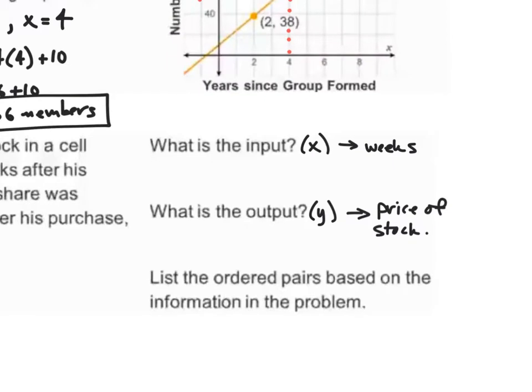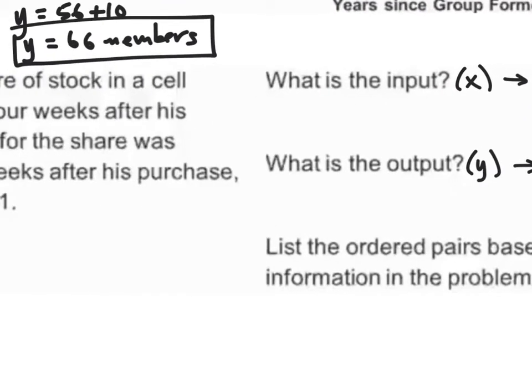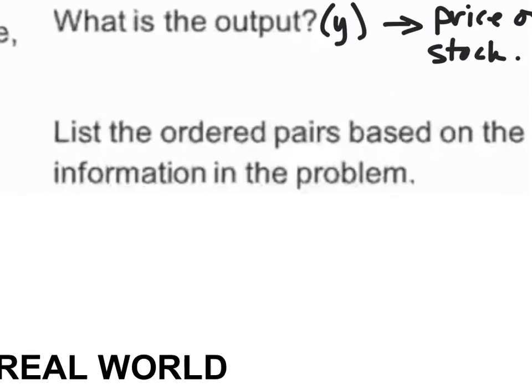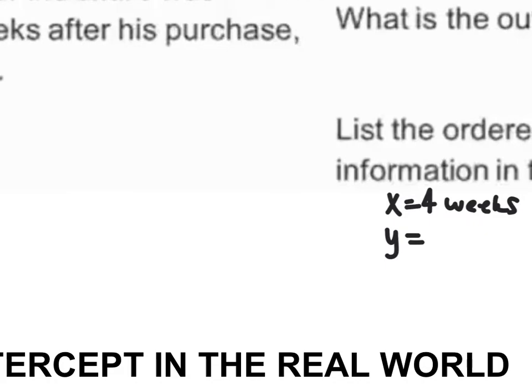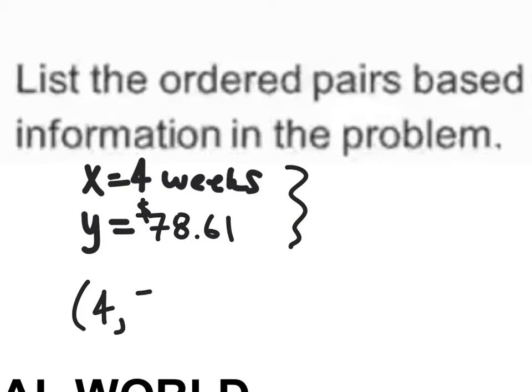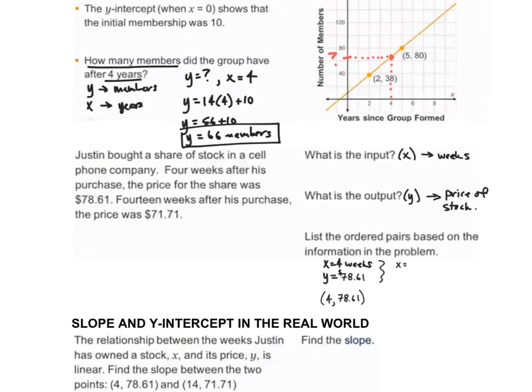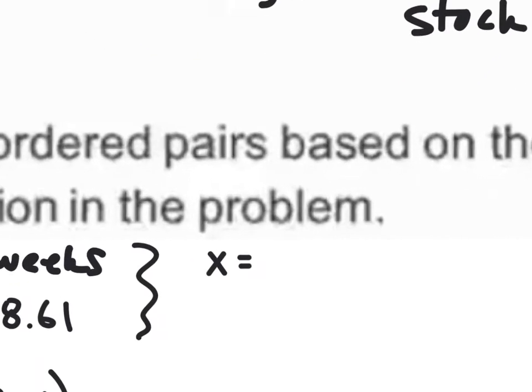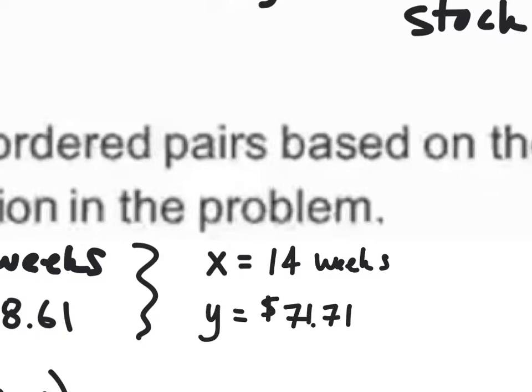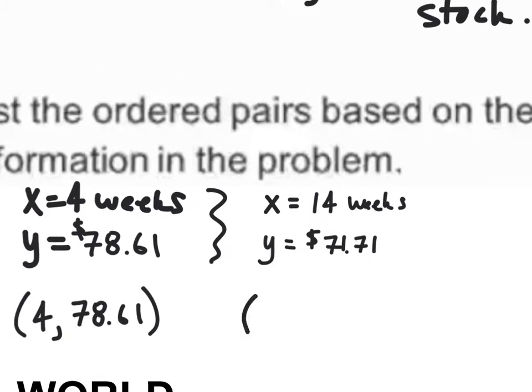What I want to do on this is list the ordered pairs based on the information in this problem. So 4 weeks: when x is 4 weeks, the price of the stock was $78.61. That's going to translate to the point (4, 78.61). Now over here it says 14 weeks later, so at 14 weeks, the price of the stock was $71.71. So this is going to translate to the point (14, 71.71).